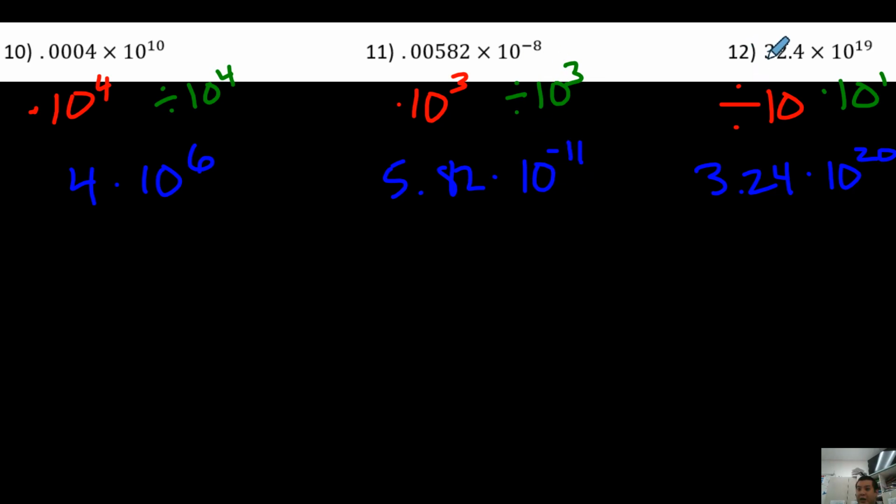And in the final one, we have 32.4, which means it's too big. We got to divide by 10 to move the decimal place over once. 3.24, which means we need to multiply this by 10, which gets us 10 to the 20th.